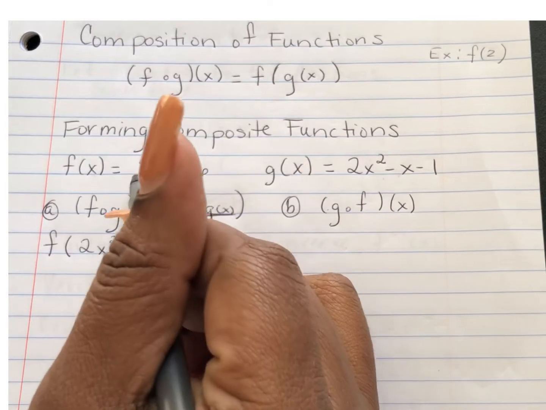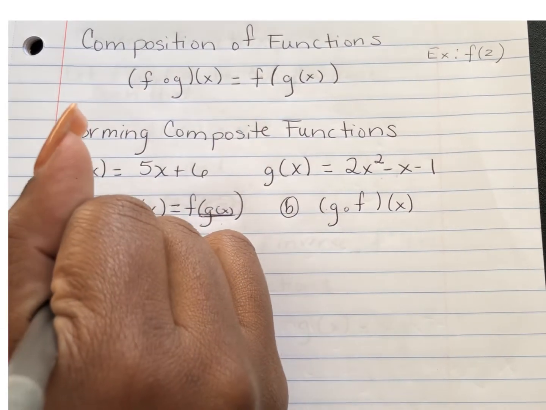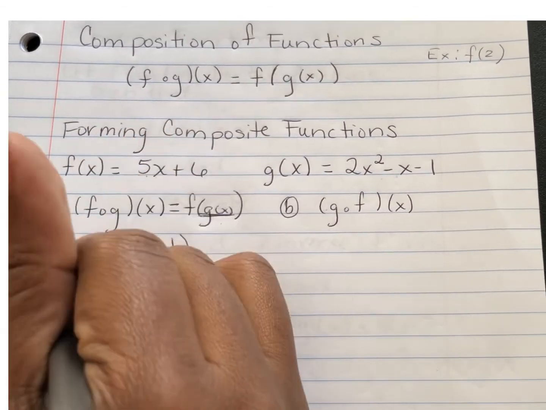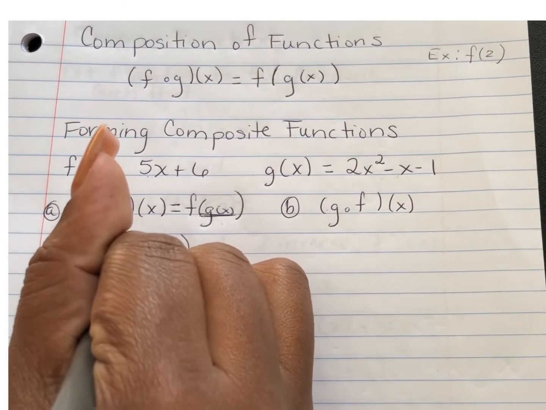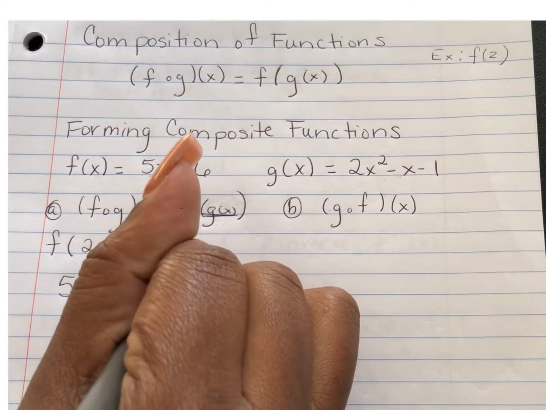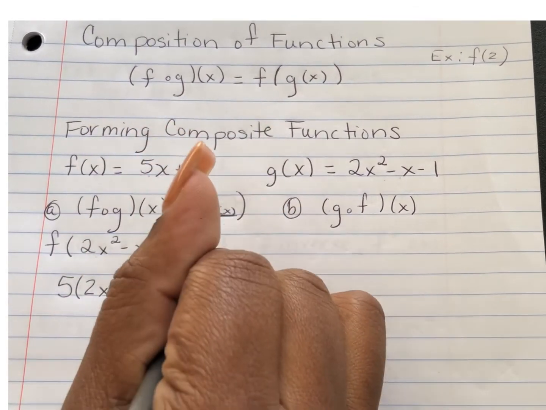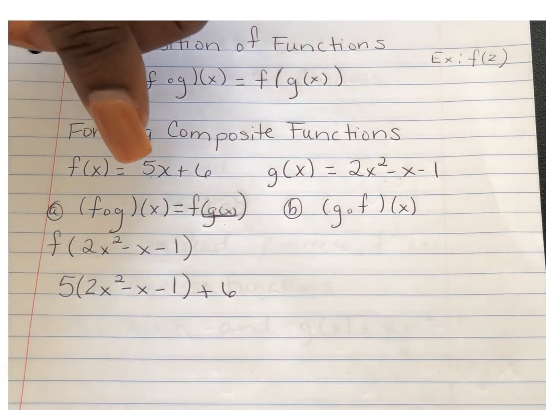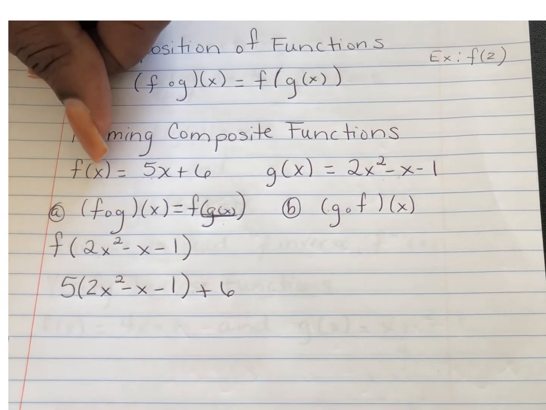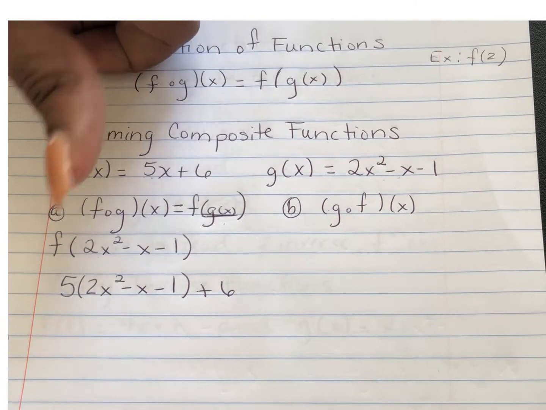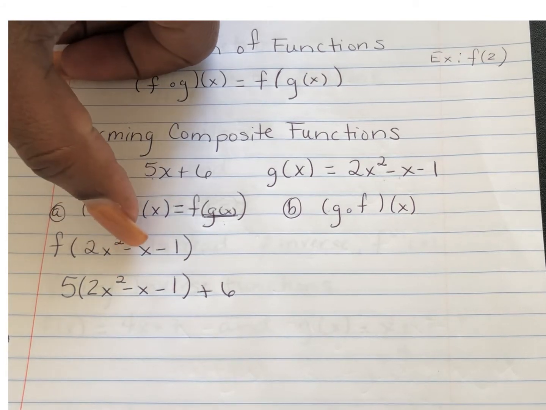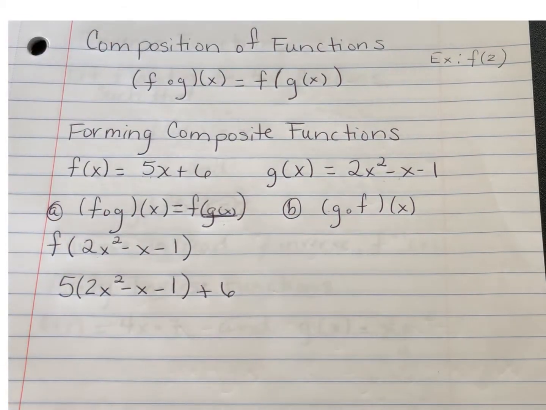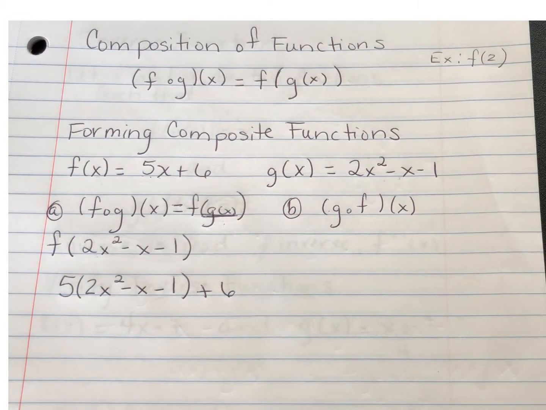So, let's look at our function f, and I have a 5. But I have an x, and this is no longer an x. This x is 2x squared minus x minus 1. And don't forget your plus 6. So I swapped out x. You see this was x, this is an x, but now this isn't an x. This is 2x squared minus x minus 1.